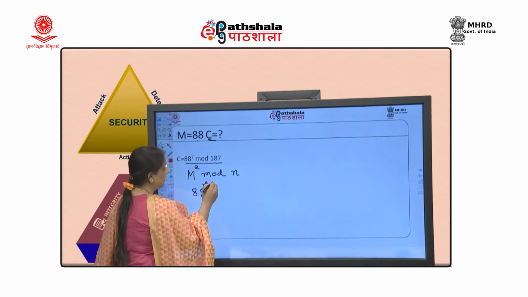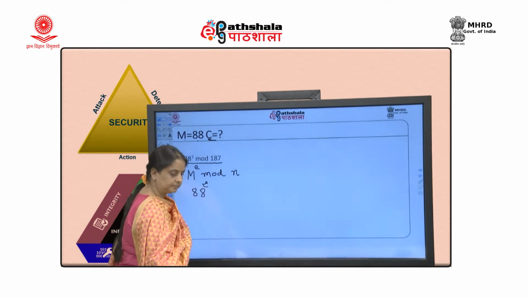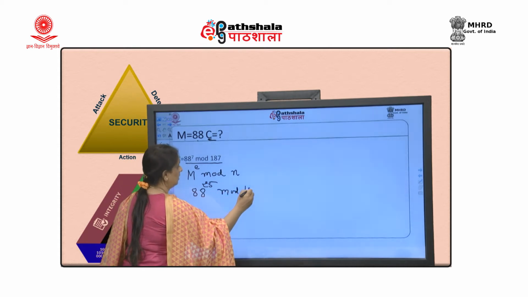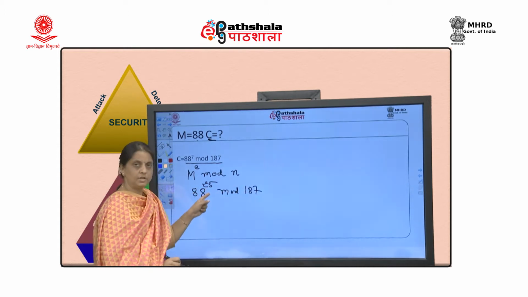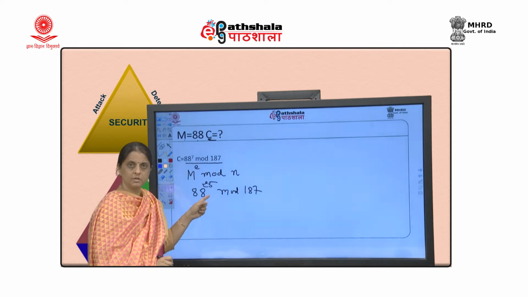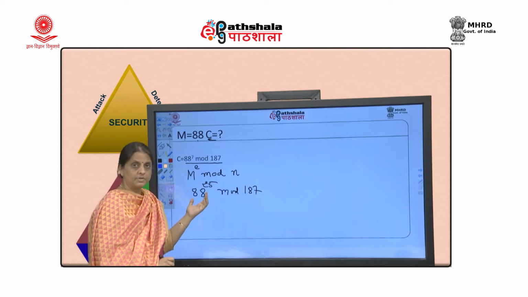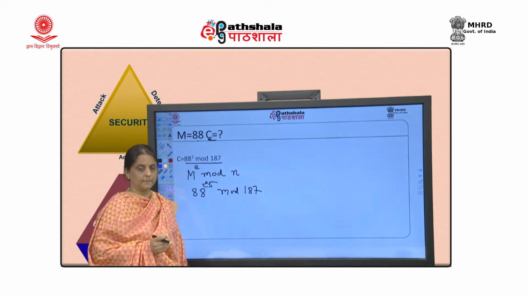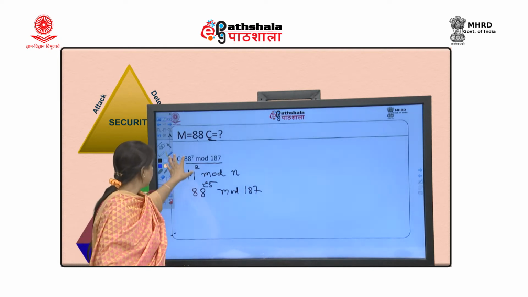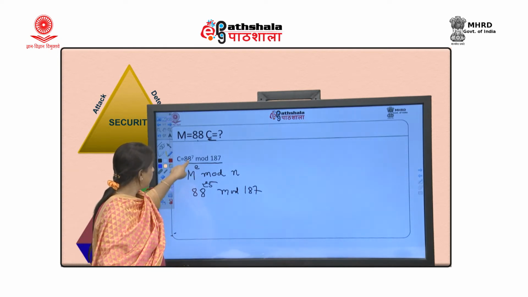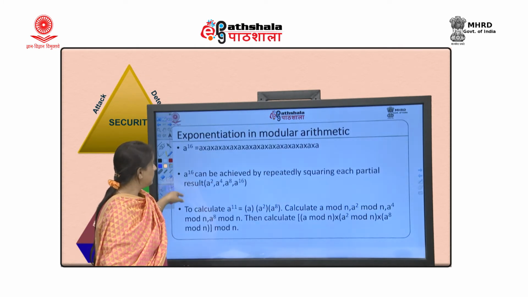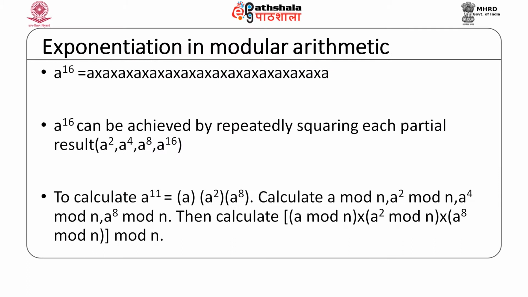But maybe it may compute 88 raised to 7, but if I raise this to 25, would your scientific calculator be able to compute 88 raised to 25? To compute such a large exponent, we need an algorithm. So, before coming to a conclusion about the value of the ciphertext for 88 raised to 7 mod 187, I am taking you to another algorithm that finds the value of a large exponent.